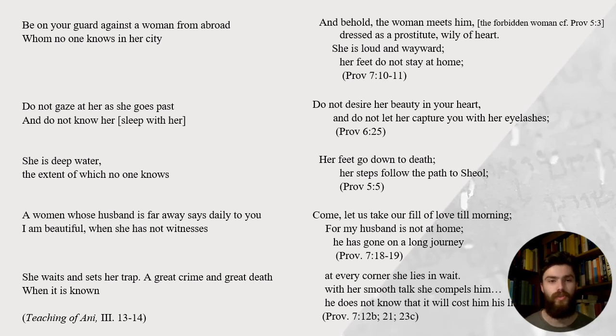We read on, do not gaze at her as she goes past, and do not know her, which implies sexual relations. In Proverbs 6, do not desire her beauty in your heart, and do not let her capture you with her eyelashes. The idea of do not gaze at her, do not be seduced by her. She is deep water, the extent of which no one knows. And then in Proverbs 5, we read that her feet go down to death, and her steps follow the path to Sheol.